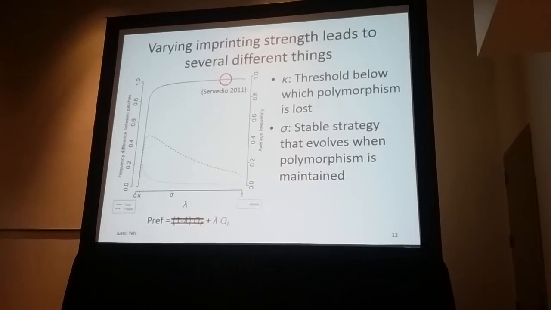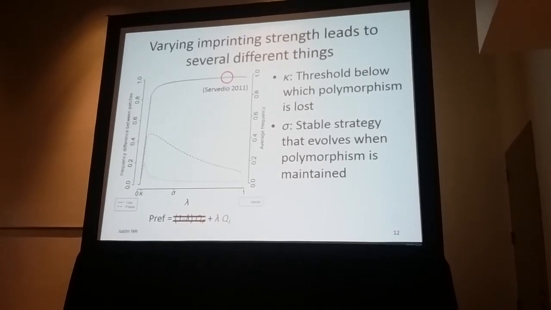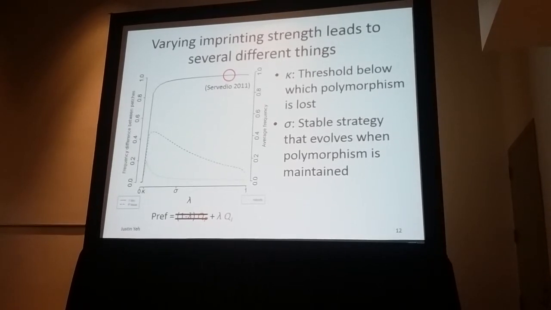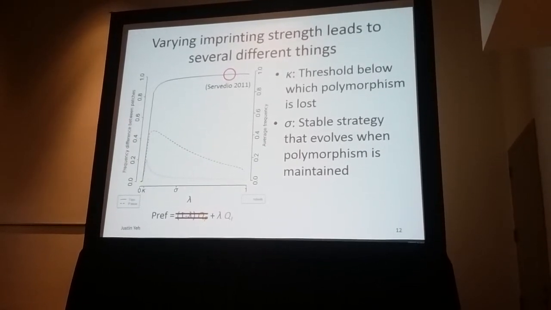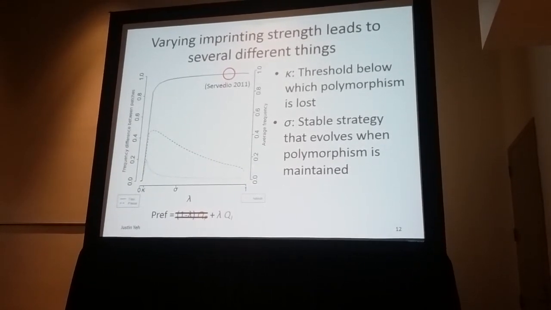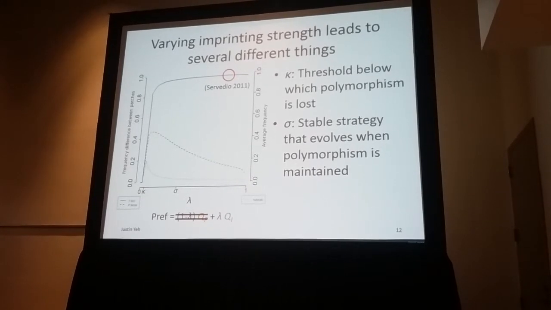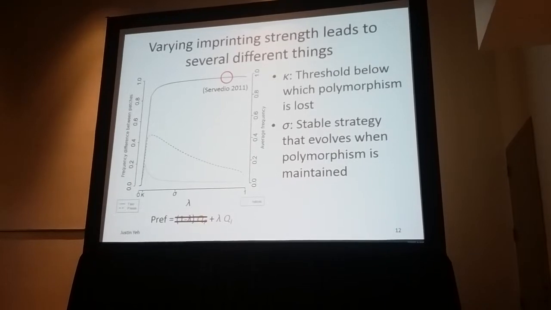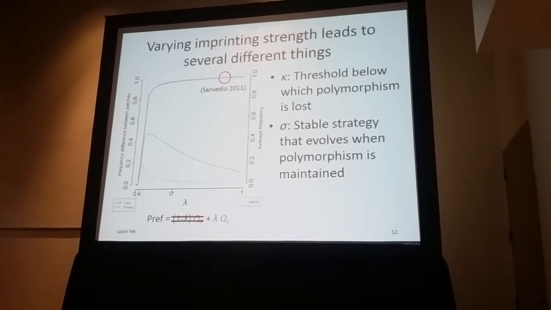And the last thing is this peak of the trait divergence. So it is not located at the stable strategy, nor is it at complete imprinting. And the reason behind that is explained pretty well in that Servedio 2011 paper. In the interest of time, I'm not going to explain that today, but if you are interested, you can either read that paper or come ask me later.